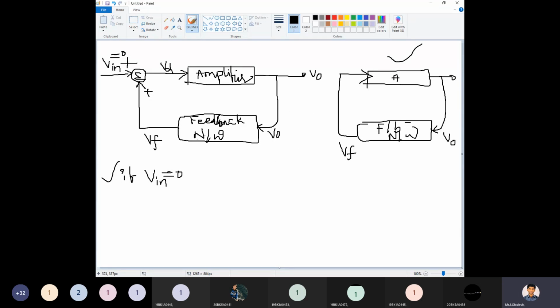See, here we are assuming that we are getting the VD value, the differential voltage. How will we get the VD value? From this VF and VIN, right? So you need to take VF plus VIN.